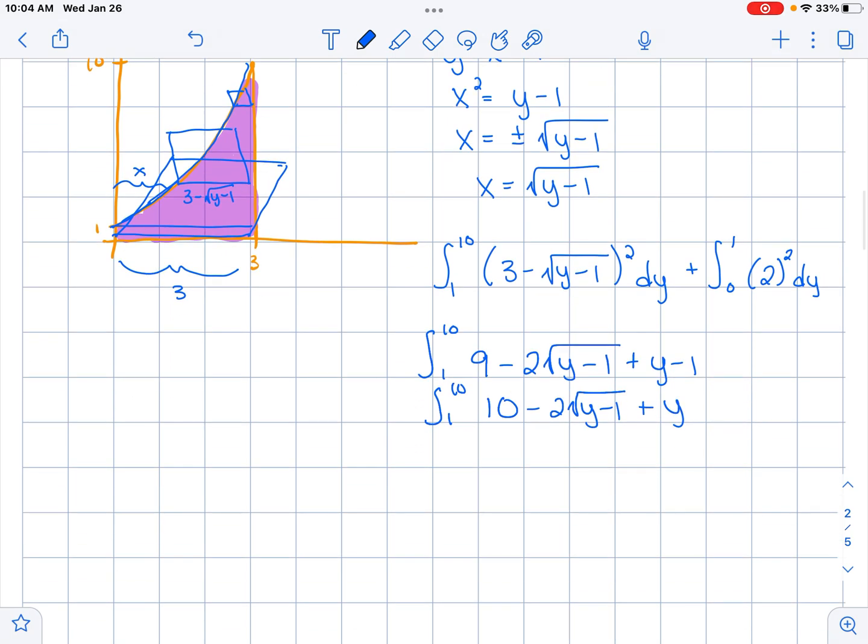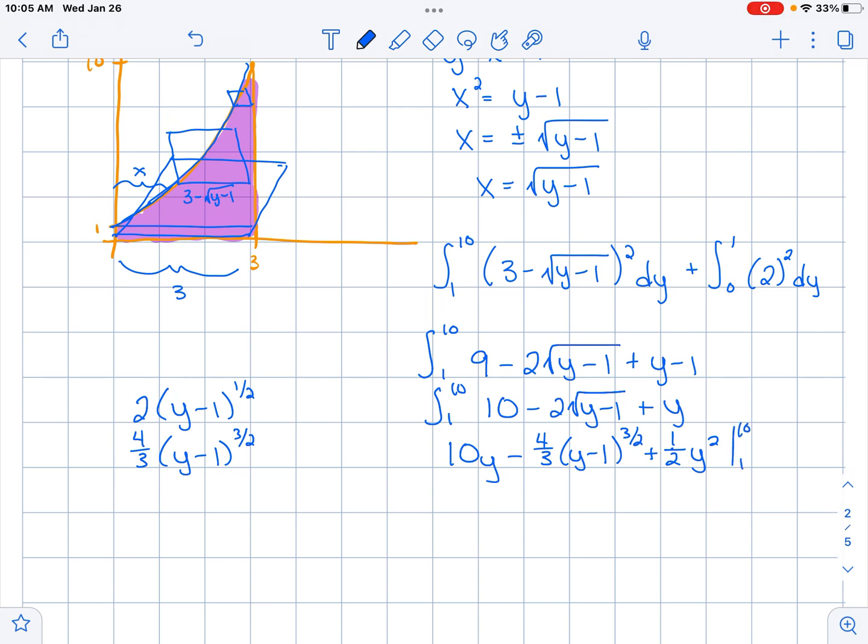If I find the antiderivative, that's 10y. This is 2 times the square root of y minus 1. So the antiderivative, because the derivative of the inner function is just 1, then I can use the power rule or even use substitution, and it's not going to change anything. So add 1 to that, that's 3 halves. So this is 4 thirds (y minus 1) to the 3 halves. And finally, this is 1/2 y squared. And we'll integrate from 1 to 10. I'm going to let you do that.